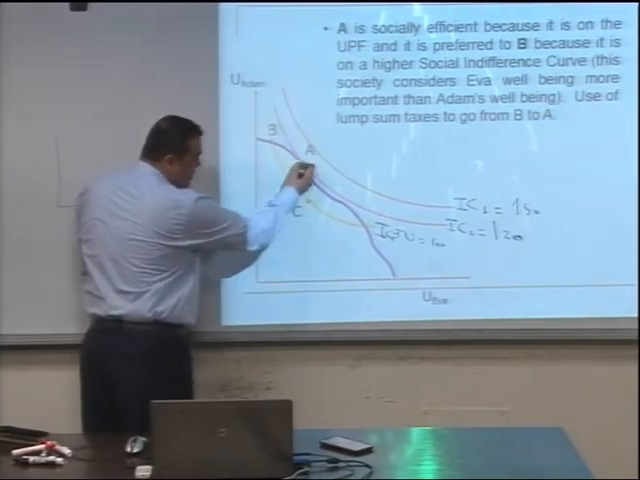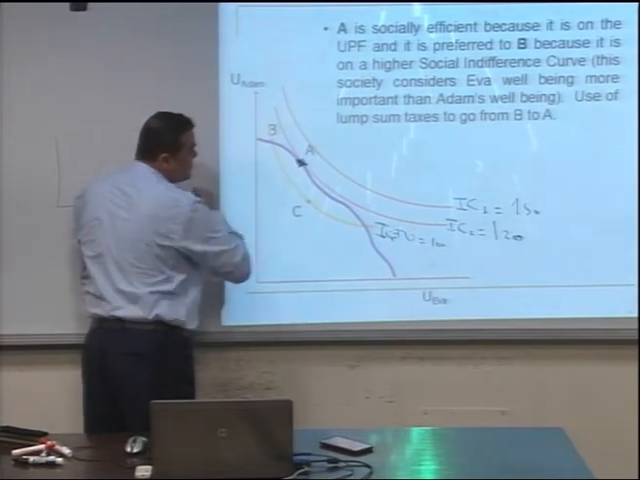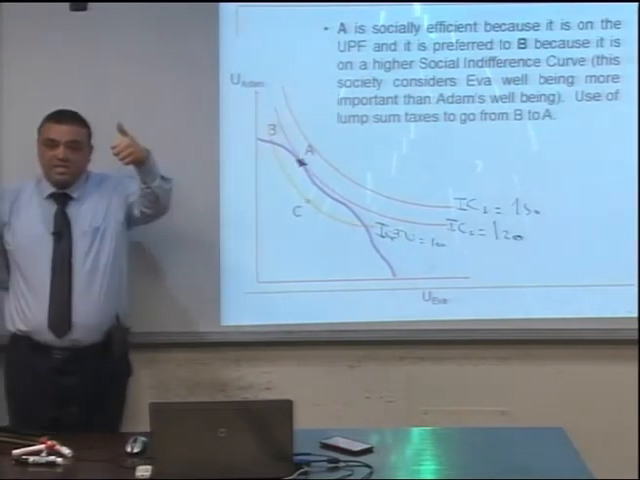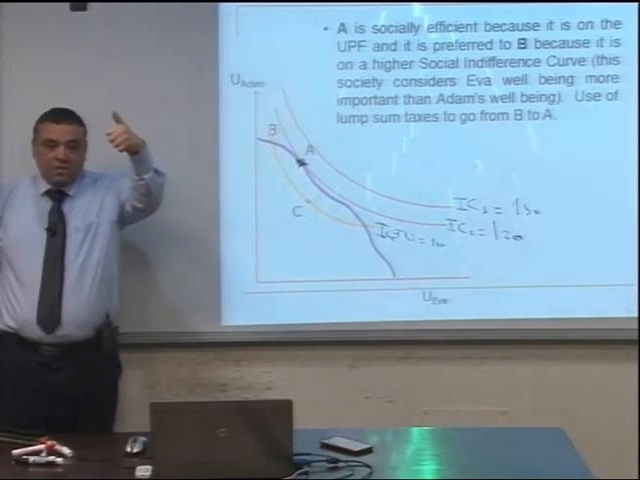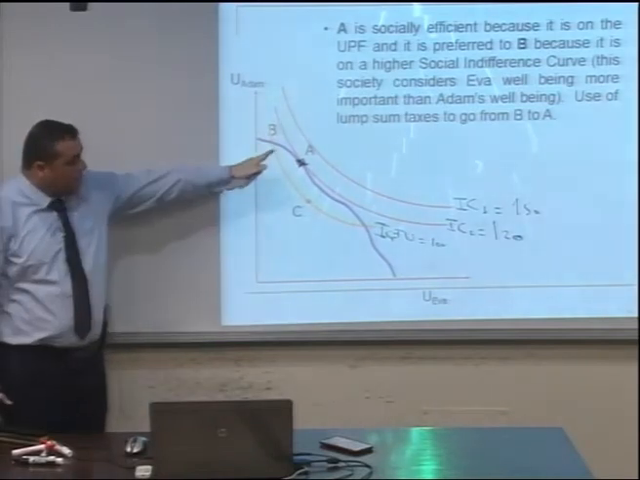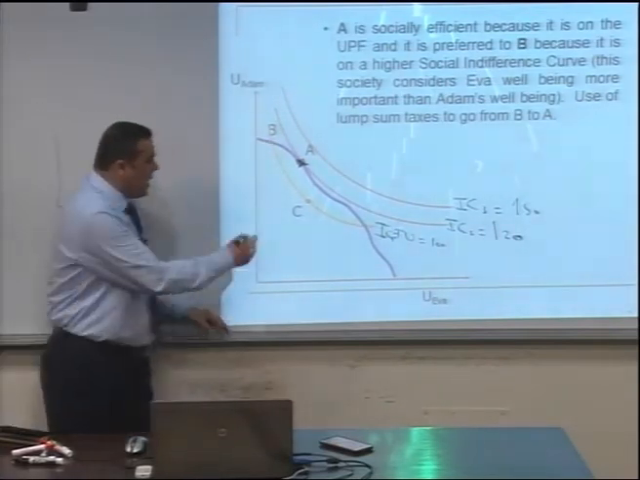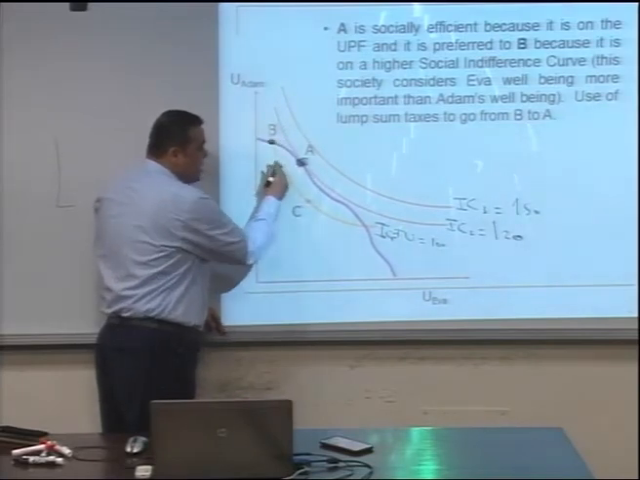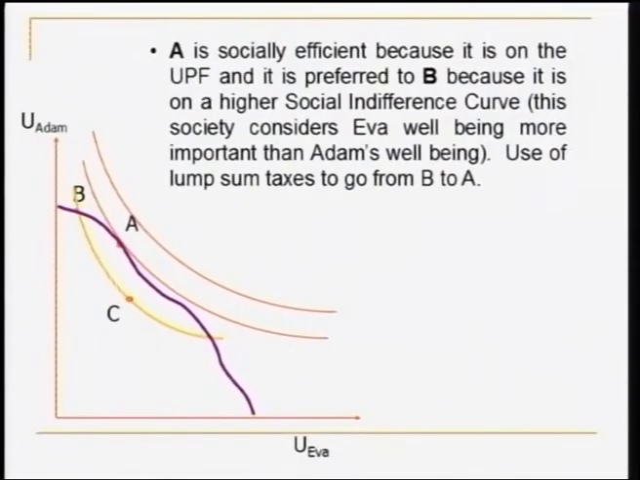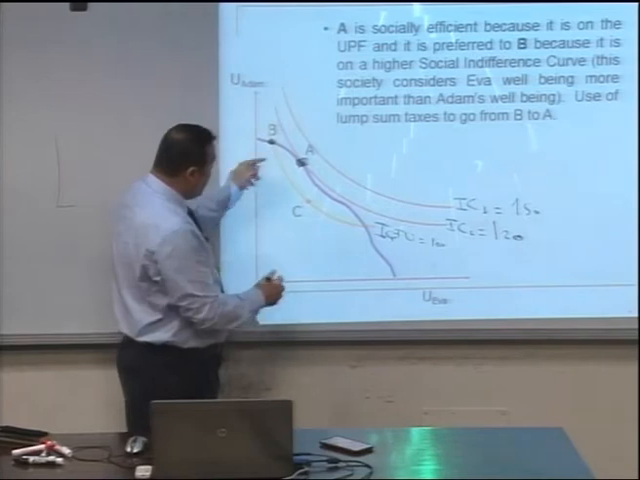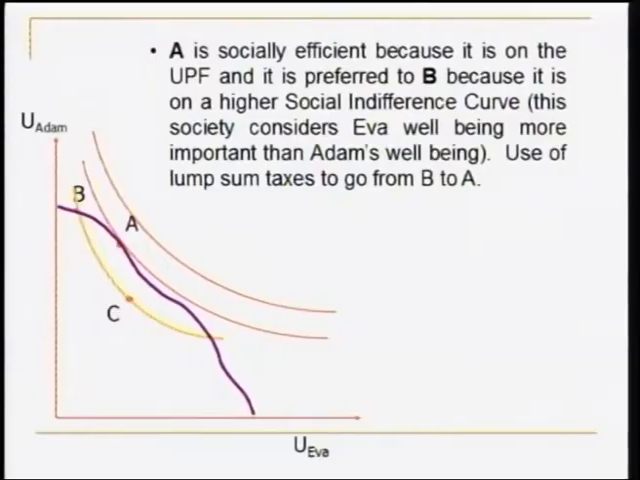So at point A here, A achieves Pareto efficiency. B achieves Pareto efficiency as well. But which is better, A or B? A is better than B because it gives larger social or total utility for the community. Okay? What about C? The same as B, because it gives smaller total utility for the community. Okay?